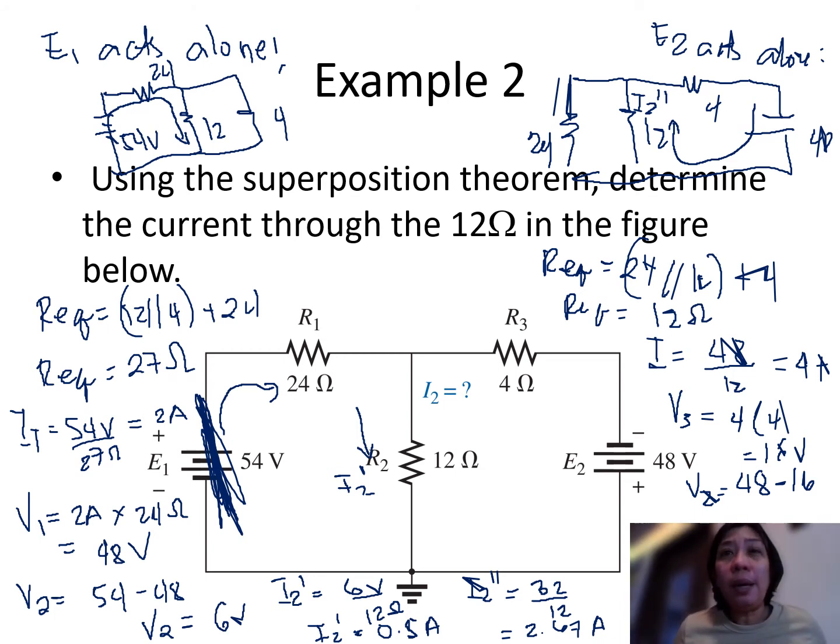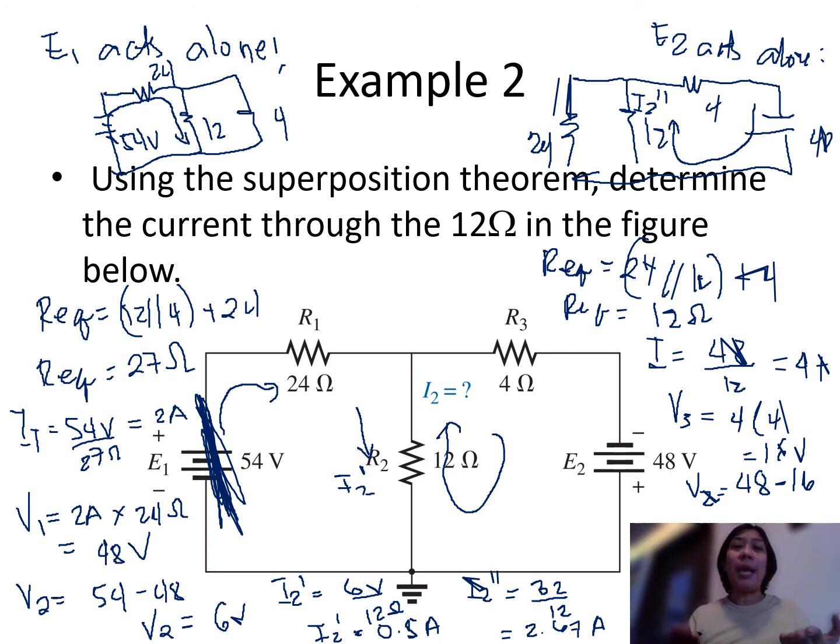Okay, look at the difference between example number 1 and example number 2. Due to 54 volts, the current is moving in this direction. Due to the negative 48 volts, the current is moving in this direction. So they are of the opposite direction. I2 prime is 0.5 amperes while I2 double prime is equal to 2.67 amperes. We are not going to add them because they are of the opposite direction. What we are going to do is subtract them.